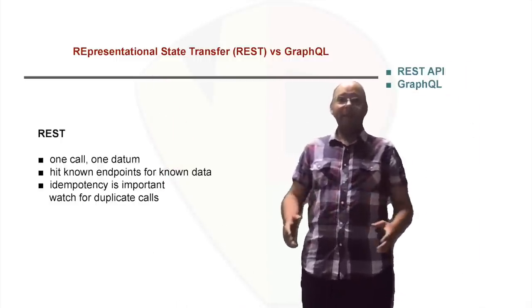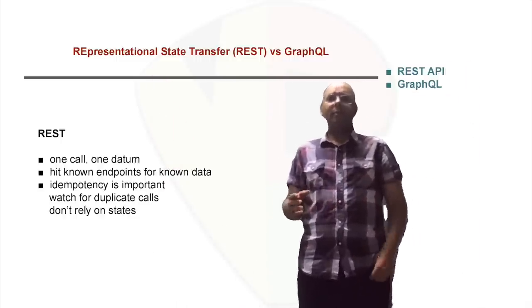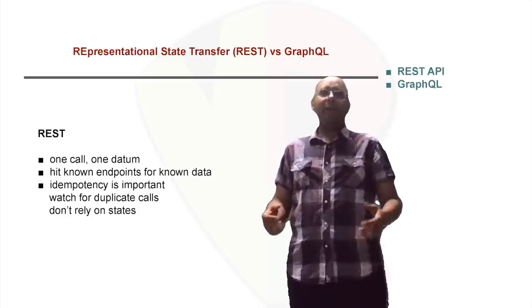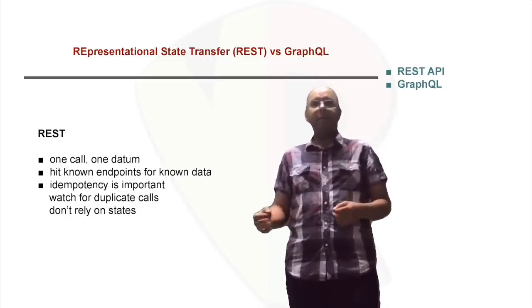REST is stateless, meaning you shouldn't assume that a previous call has set things up for the next call. Each call should have everything it needs to complete the request.